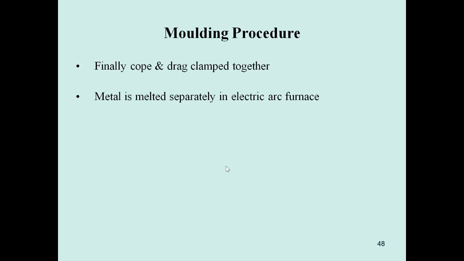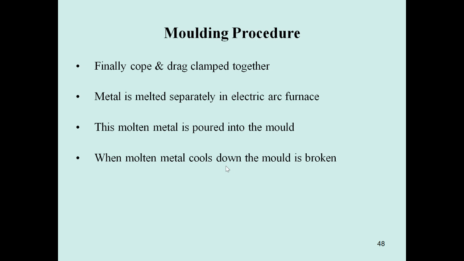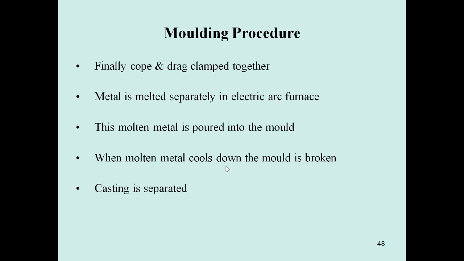So metal is melted separately in an electric arc furnace. Then molten metal is poured into the mold. When the molten metal cools down, the mold is broken and the casting is separated. So this is the way of the molding procedure.